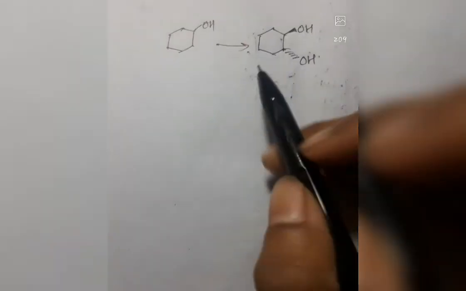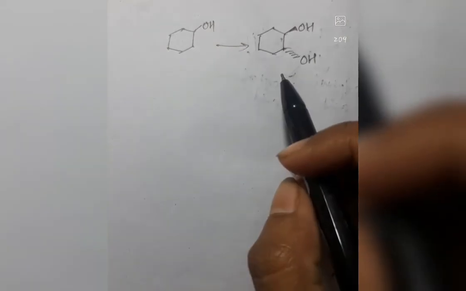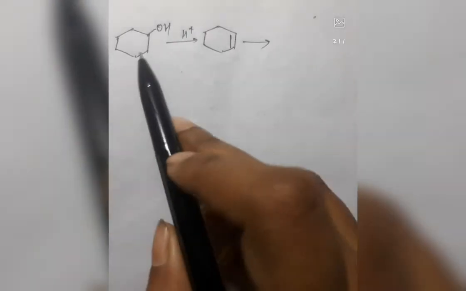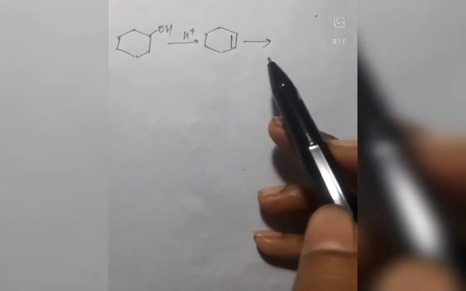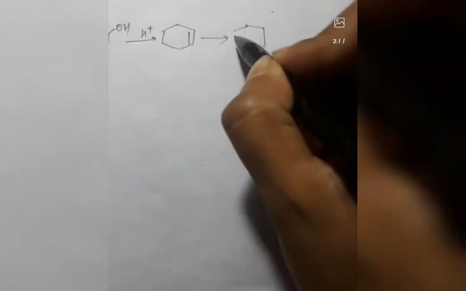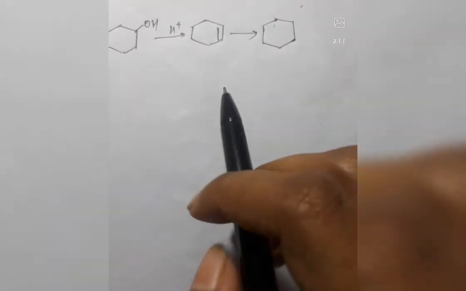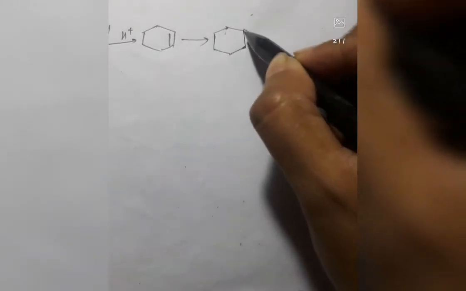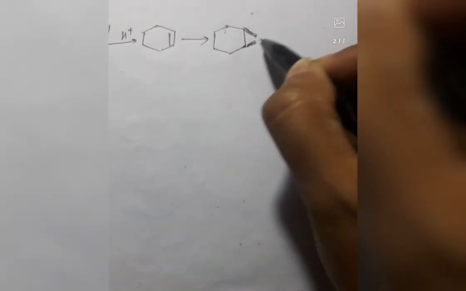Once we have converted our cyclohexanol into cis-1,2-diol, now let us see how we can convert the cyclohexanol into trans-1,2-diol. We saw the conversion of cyclohexanol into cyclohexene in the presence of an acid. What happens next is we have to convert the cyclohexene into trans-1,2-diol. For that, what we have to do is convert this cyclohexene into an epoxide first. So the reagent used for epoxidation is a peracid, like peracetic acid.